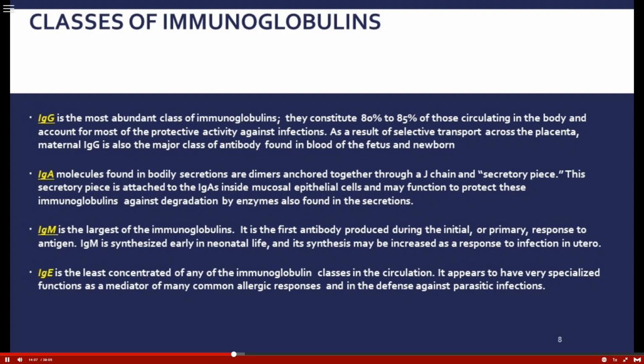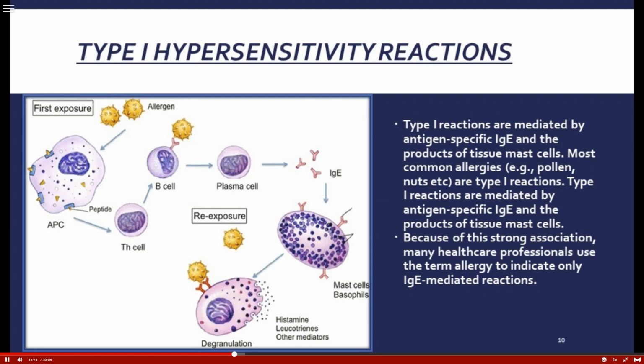Here we go. Next, we're right back at IgE. So IgE is associated with that type 1 hypersensitivity reaction. When we think about a hypersensitivity reaction, of course, there's 4 of them, but it's really an altered response to an antigen that results in disease or damage to the host. So it's gone rogue, in other words. With type 1 reactions, we know that it's mediated by IgE and the products of tissue and mast cells. As healthcare providers, we really talk about these as allergies. Some of the most common allergies are pollens, nuts. So with hypersensitivity reactions, we think allergies and IgE.